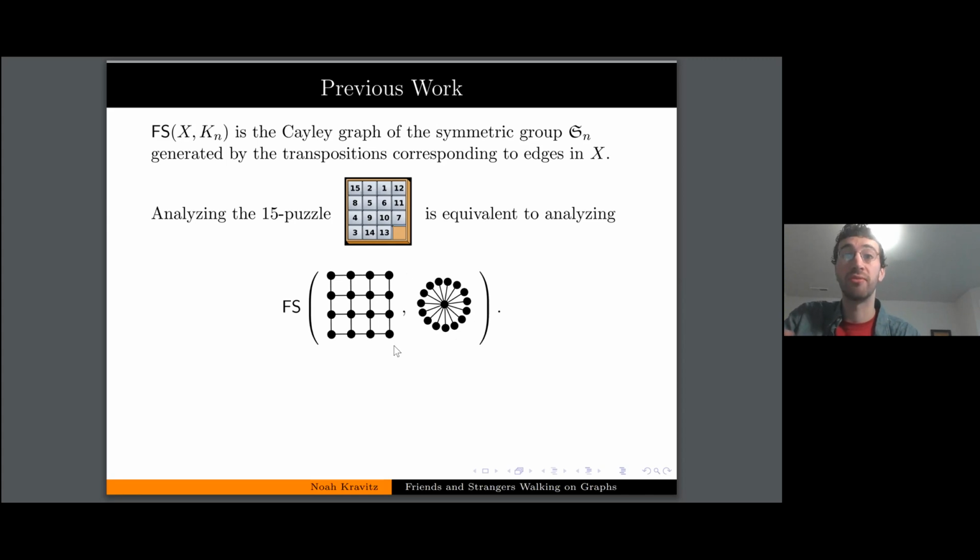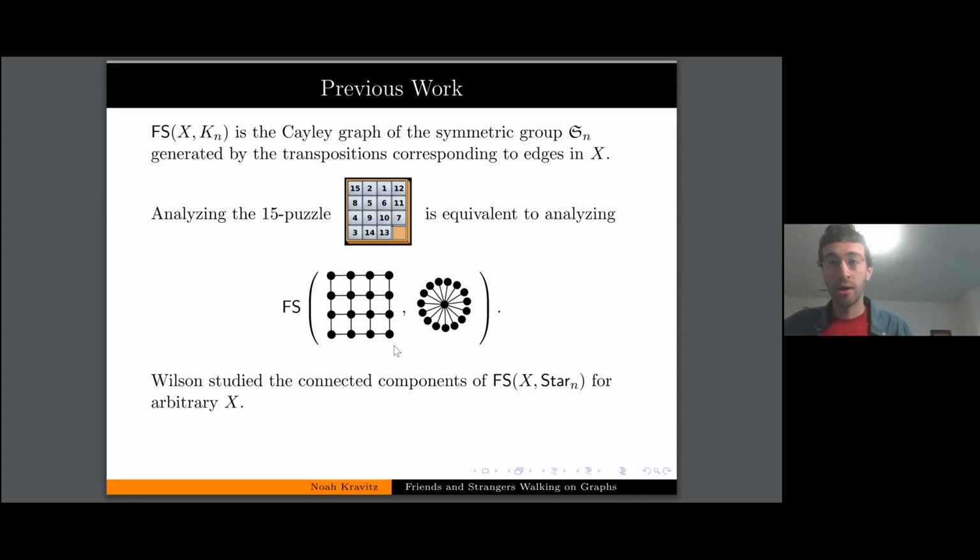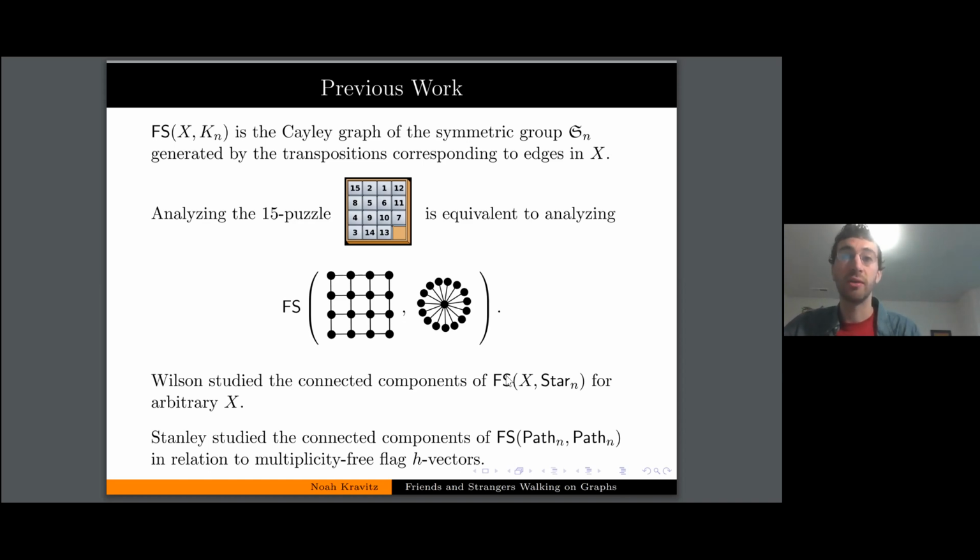So this is another example of a friends and strangers graph. In the 1970s, not using this language of friends and strangers graphs, Wilson studied a generalization of the 15 puzzle, where he looks at essentially the connected components of the friends and strangers graph of an arbitrary graph X with an n-vertex star graph. So this is replacing the grid graph with an arbitrary graph X. And also, again not using this language, Stanley studied the connected components of the friends and strangers graph of a path with itself, and this is related to multiplicity-free flag h-vectors.